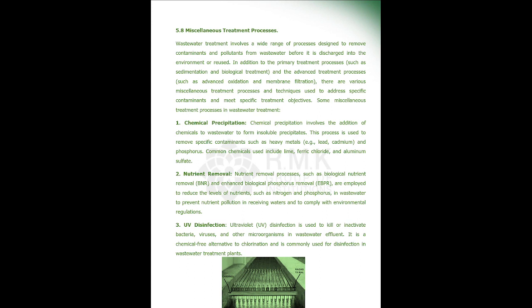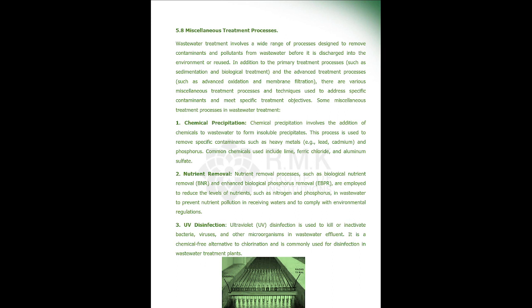Then we have the other topic called miscellaneous treatment processes. Apart from the regular treatment methods, we have miscellaneous treatment processes, which give information on how to treat the wastewater and remove the contaminants from it. The first one is chemical precipitation, where chemicals are added, the contaminants are precipitated and settle at the bottom of the tank, and are removed.